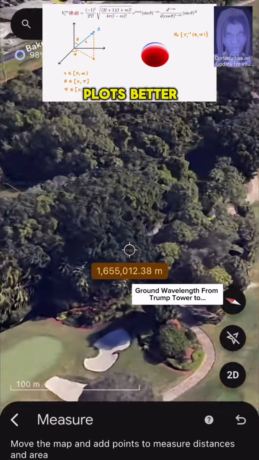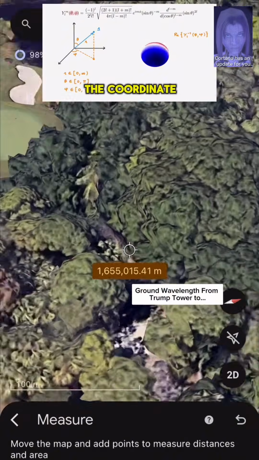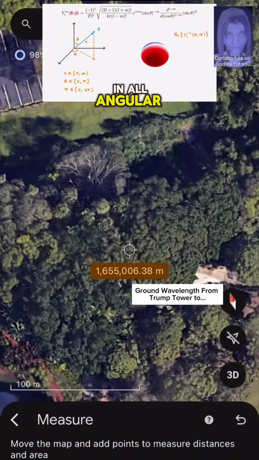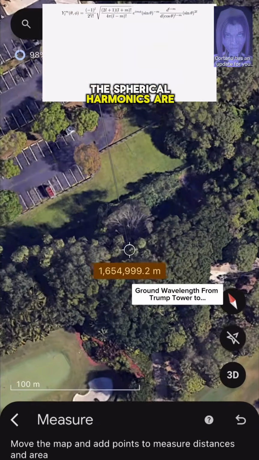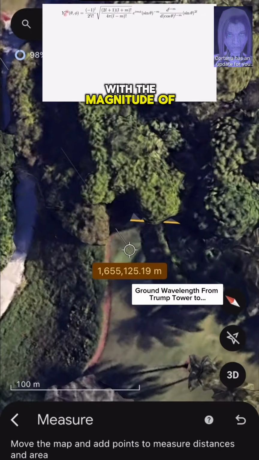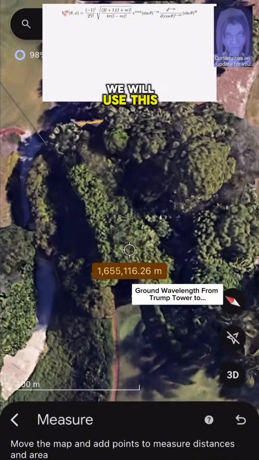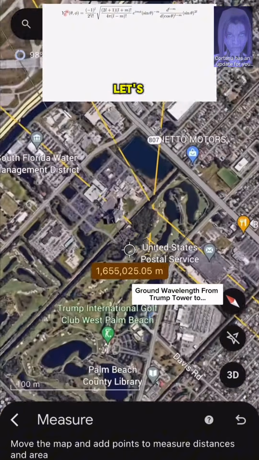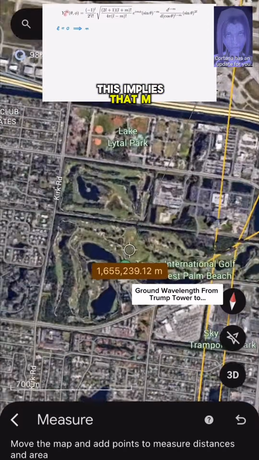And to understand these plots better, we will often rotate the coordinate axes like this, allowing us to see the value of the spherical harmonic in all angular directions. The spherical harmonics are labeled by the quantum numbers l and m. As l is associated with the magnitude of orbital angular momentum, we will use this as the main quantum number from which to build the spherical harmonics. So let's start with l equals 0. This implies that m is also 0.